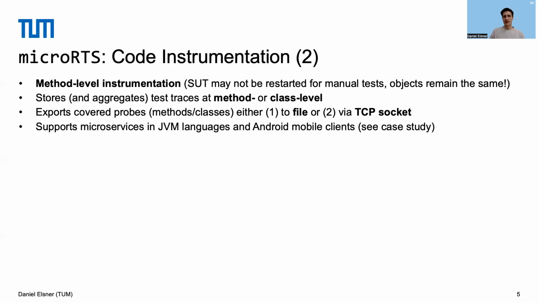Moreover, microRTS needs to support microservice instrumentation, obviously. And for our case study that I will present later, we require it to be able to instrument JVM languages, microservices written in JVM languages. And also for our case study, we require it to instrument Android mobile clients properly.